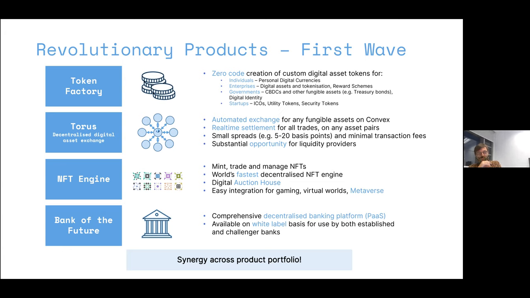We built a decentralized asset exchange. This lets you swap different kinds of assets. So if you imagine swapping a digital currency for your Air Miles or for some other kind of token, this basically acts as a stock exchange for all of the different tokens on the system.